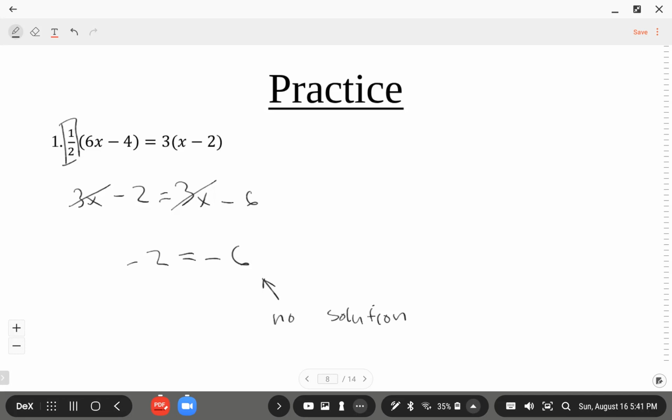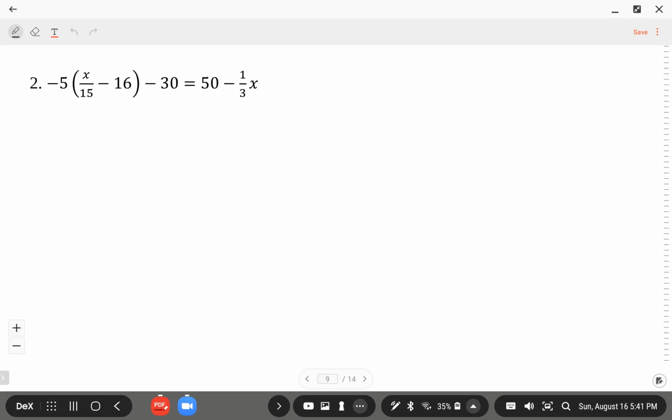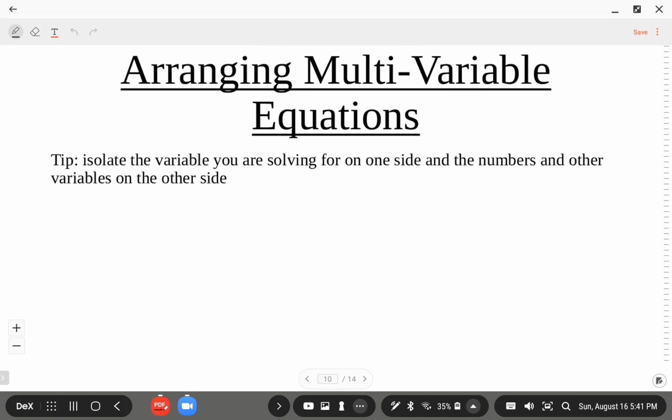A lot of you got no solution. Congratulations. And now let's solve this equation. This should either be an identity or a no solution equation. So please try to solve this on your own.